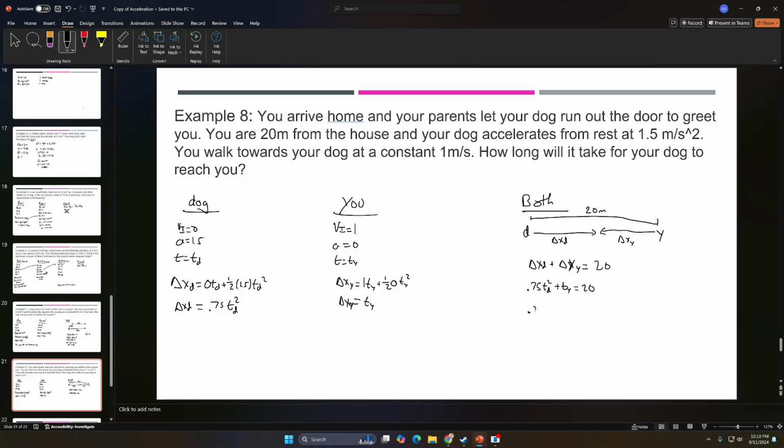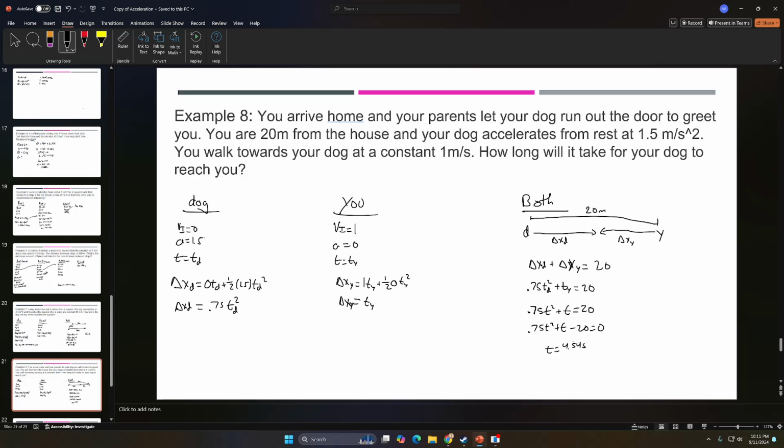And we have 0.75 t squared plus time for you, or just t, equals 20. And again, we can use the quadratic formula. I get 0.75 t squared plus t minus 20 equals 0. Quadratic formula, or you can use an online calculator of some sort. If you do this, you should get that t equals 4.54 seconds.